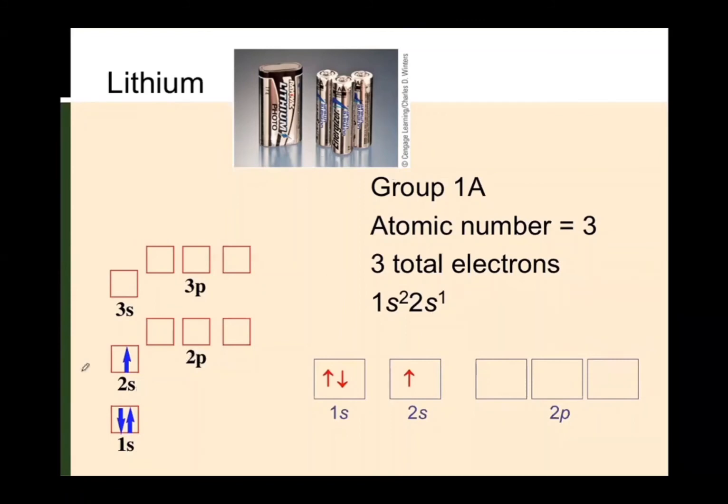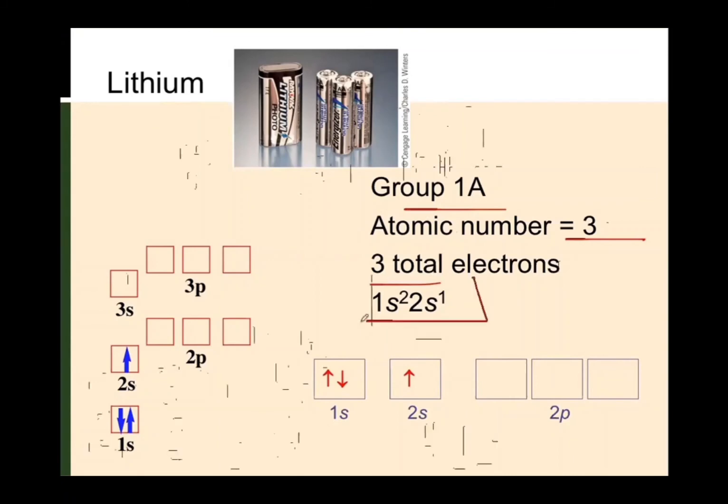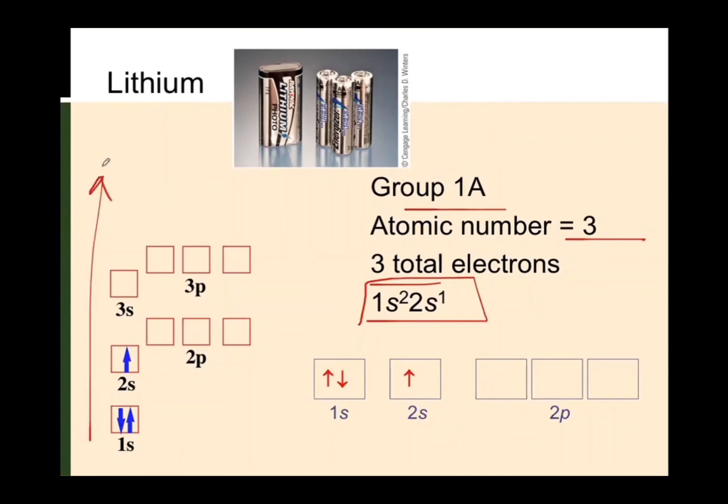So lithium is in group 1A. It has atomic number 3. It has 3 total electrons, and this is the electron configuration here, 1s2, 2s1. So we can see different ways of writing it out here. For example, if this is energy here, E, then we have 1s, 2s, and so on.